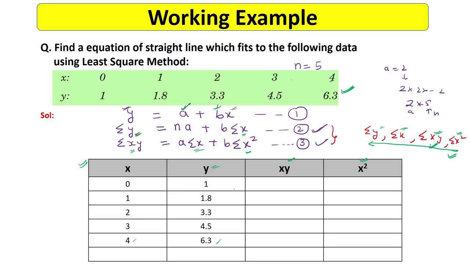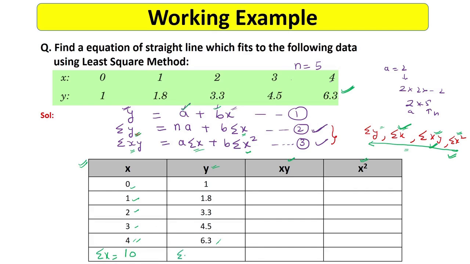So how will we find all these 4 values? This is summation of x. Summation of x means we have to add all these values from 0 to 4. If we add all these values, what will we get? 4 plus 3 will be 7, 7 and then 2, 9, and this one will be 10. So summation of x will be 10 after adding all these values.